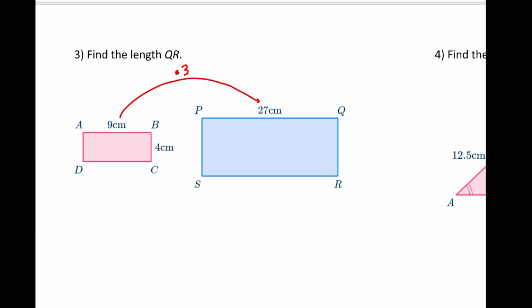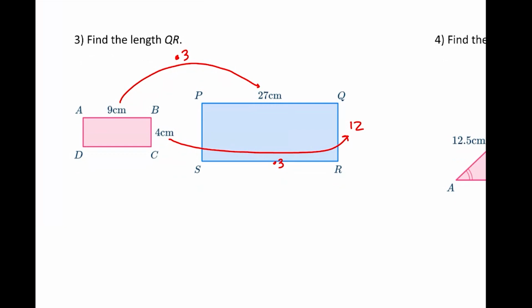So that same scale factor is going to be used here. And 4 times 3 is 12. Now, that's one way you can figure this out, to identify that scale factor and simply multiply the other side length by it. But let's say the scale factor is a little too hard to figure out. This one's not so bad because 27 is a pretty easy, small multiple of 9.